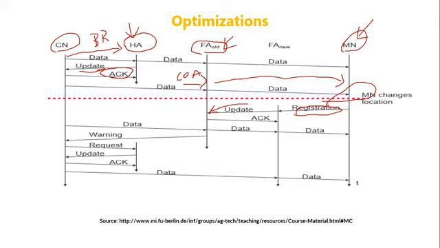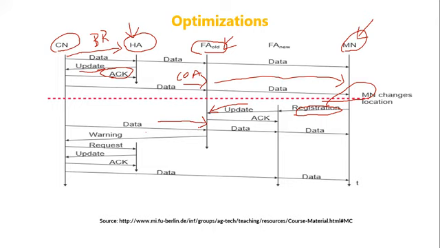Okay, and for that FA old will acknowledge. FA old will also send an acknowledgement to FA new. Now, if CN wants to send any data, but CN does not know anything about this change, it will just send the data to FA old.